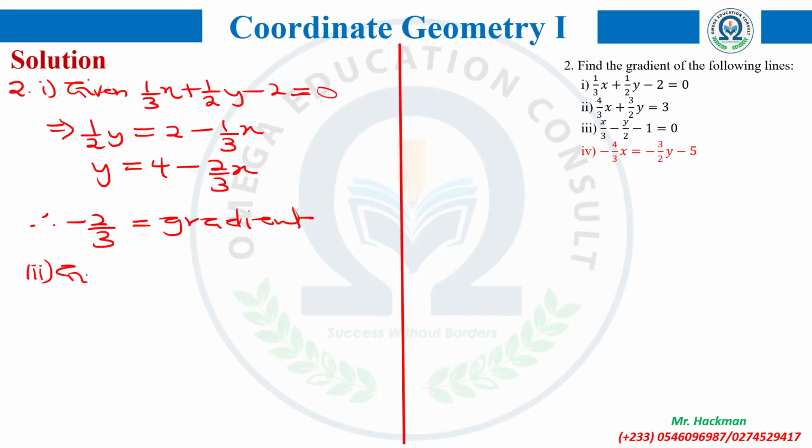So given x over 3, that's the same as 1 over 3x, minus y over 2, and that's the same as 1 over 2y, minus 1 is equal to 0. So with this one, the same concept: isolate the term in y or multiply through by the LCM. But I'm going to isolate.